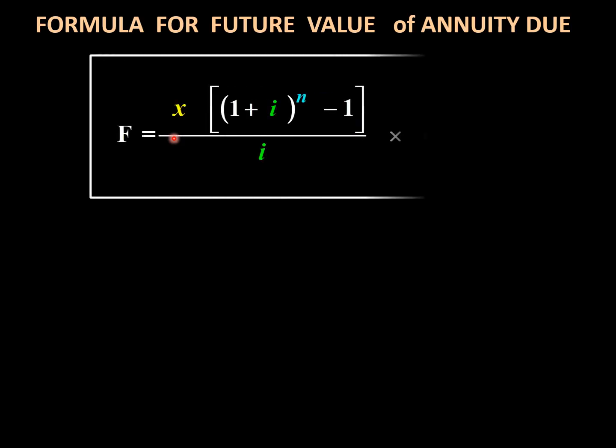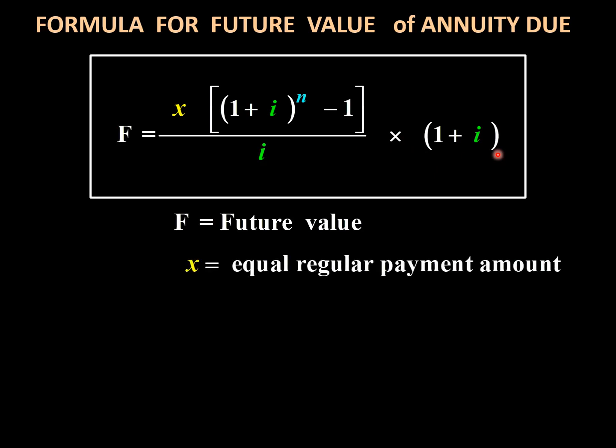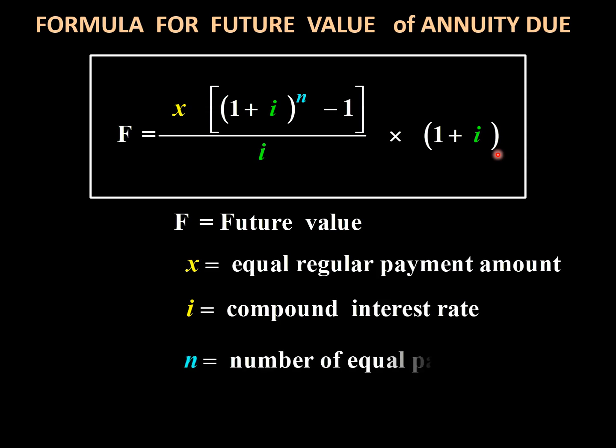Let's just summarize the future value of an annuity due. So we see here, there's the formula. It's the future value, and we just times it by 1 plus I. F stands for future value as well. X is my equal regular payments, I is my compound interest rate, and N is my number of equal payments.